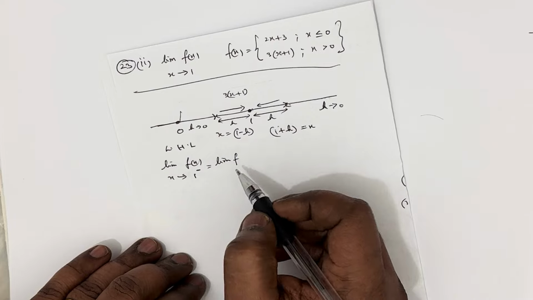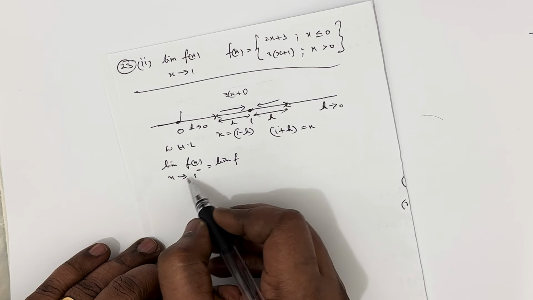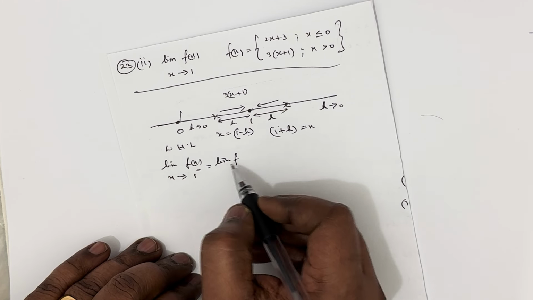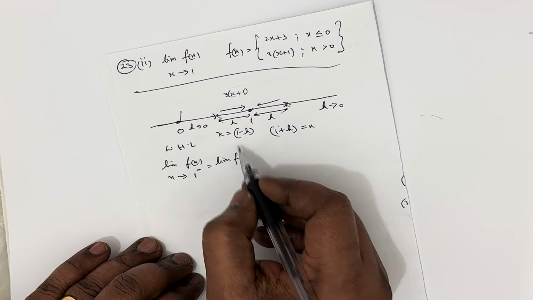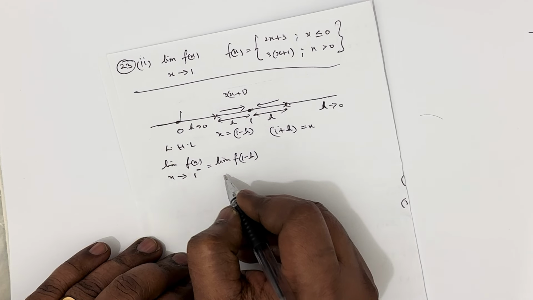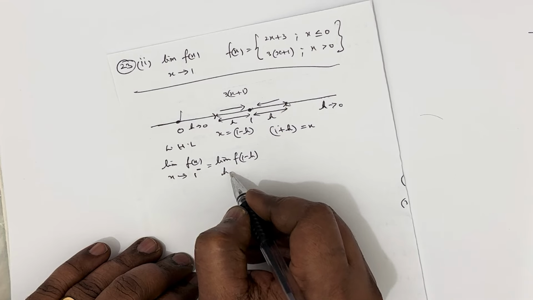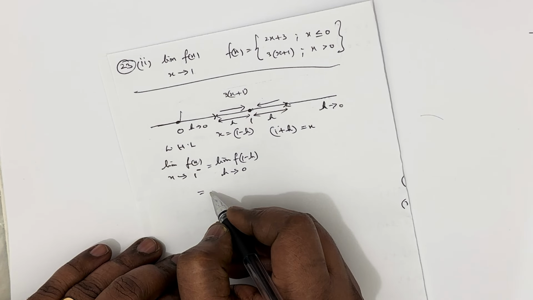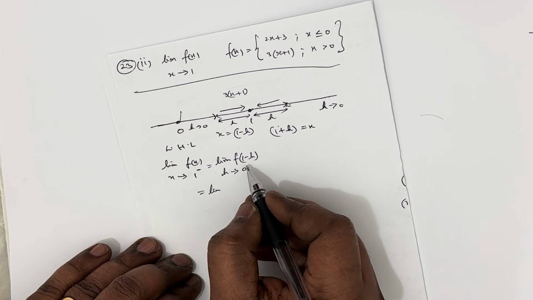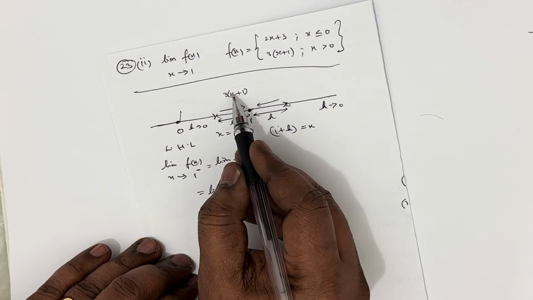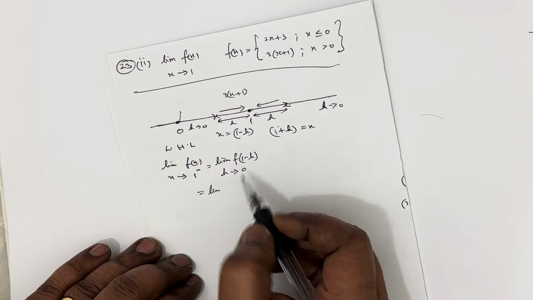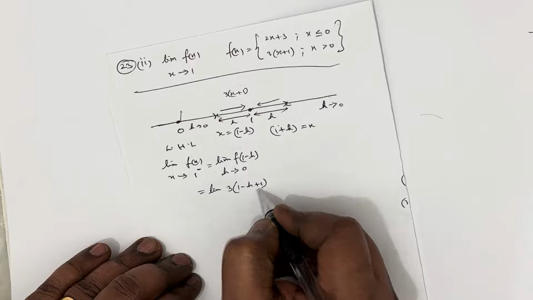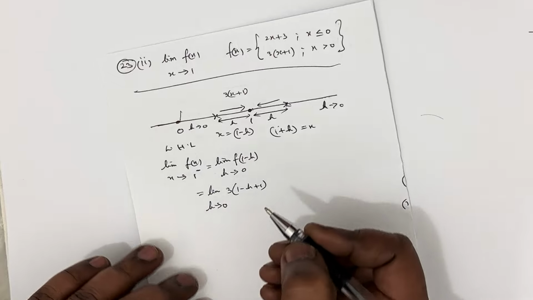So here, the limit of the function as x approaches 1 from the left hand side is equal to the limit of the function where instead of x we write 1 minus h, and h is tending to 0. Now in the function we replace the value of x with 1 minus h, so it becomes 3 into (1 minus h) plus 1 as h tends to 0.